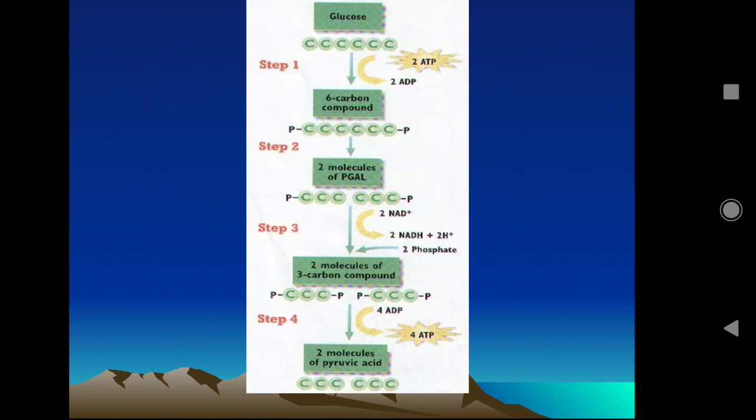So here's a step-by-step process. Step 1, you have glucose, the 6-carbon molecule. You see the 2 ATPs are invested. That energy is going to be used to split the glucose molecule into 2 3-carbon molecules, ending up as pyruvates.